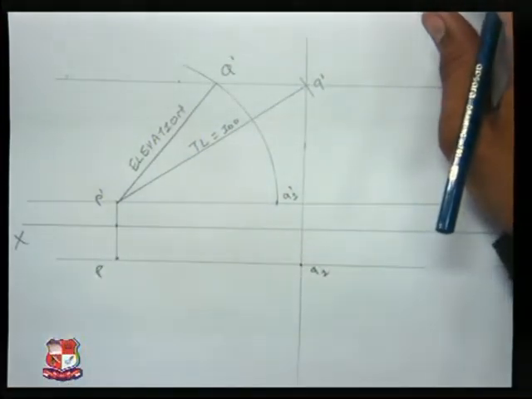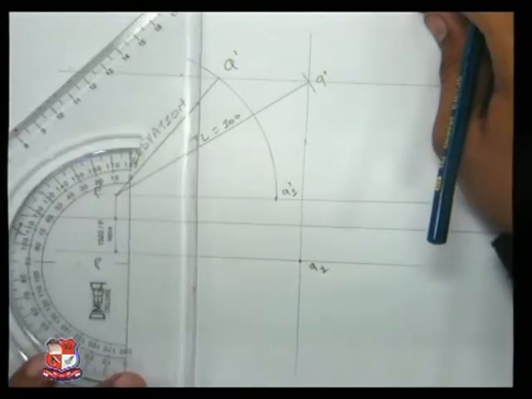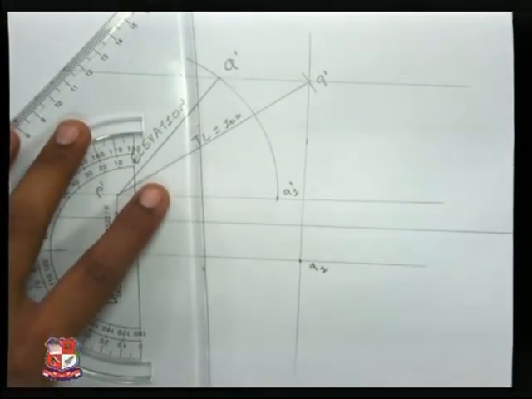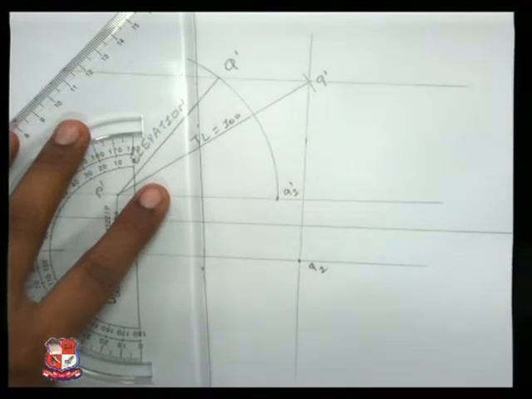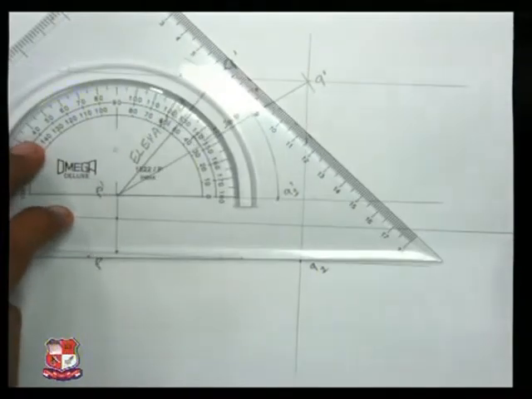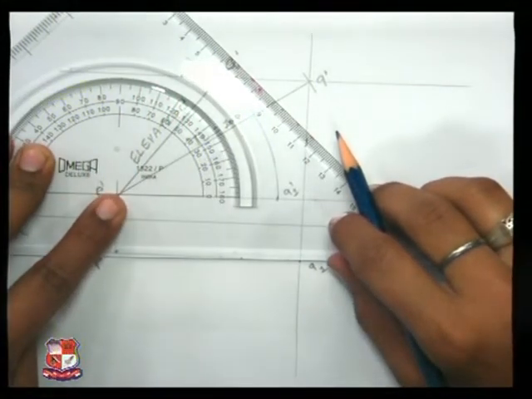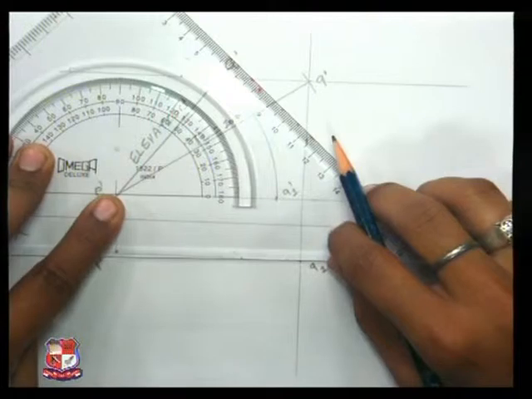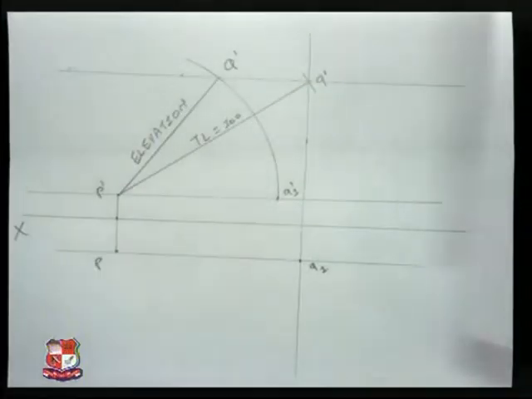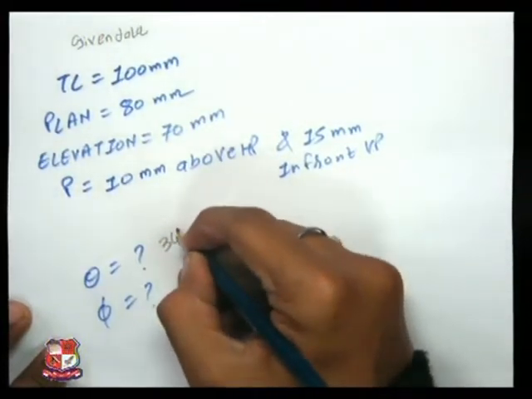Now we have been given the plan of 80 mm, and we need to find this theta and phi. We have got this theta, we will measure it. Theta is coming as 34 degrees. In the answer we will write 34 degrees.